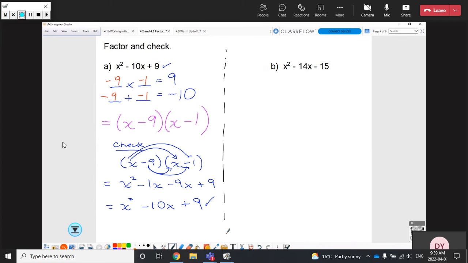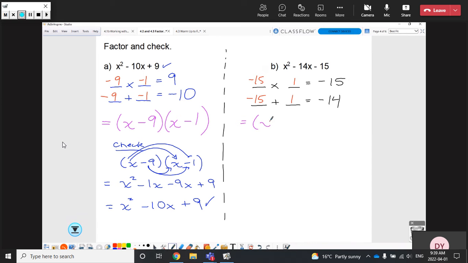Okay. How about here? Our little sentence. Something times something equals -15. Something plus something equals -14. Oh, it's always something in one, isn't it? This one's going to be -15 and +1. That works. Good. -15 plus +1 works. Lovely.